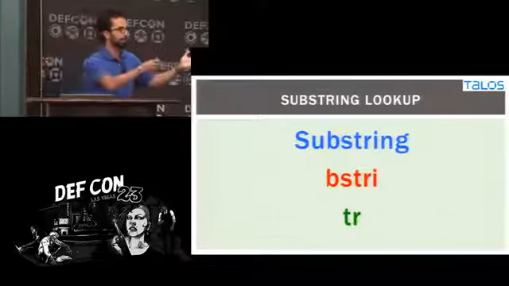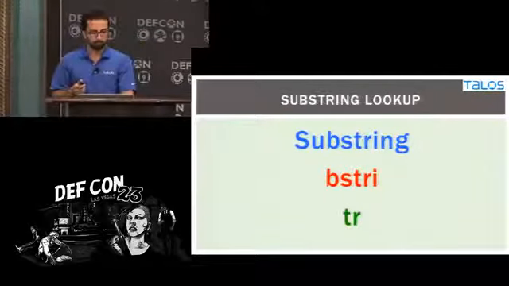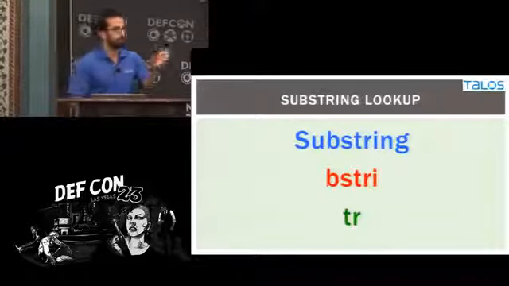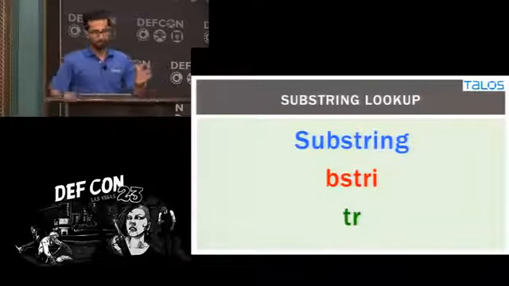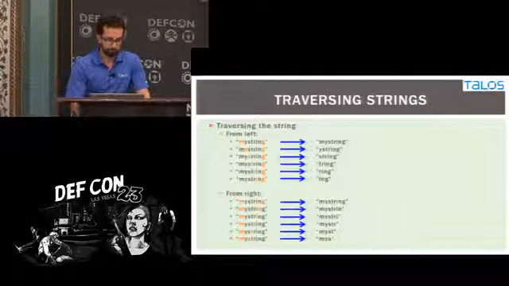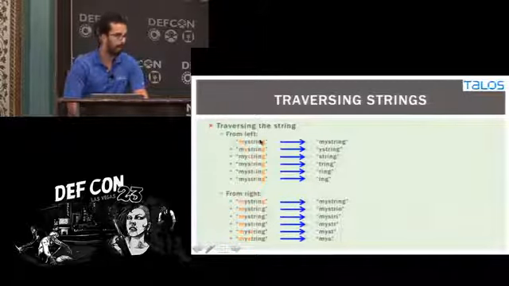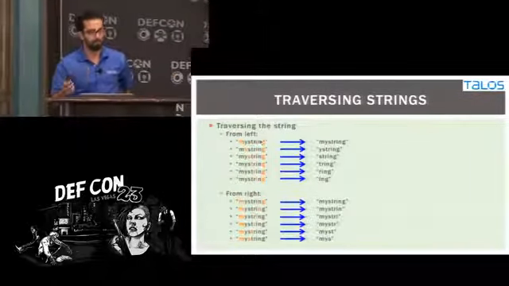Now how am I going to use this dictionary for detecting random strings? So I find substrings of a given string, and I look them up in this dictionary. How do I do that? I do that by traversing strings, and this is how I define traversing a string. I can traverse a string from left to right this way.